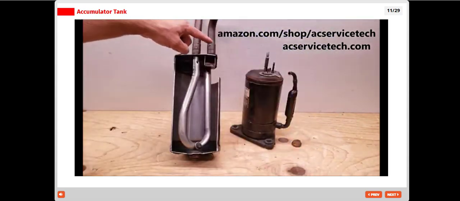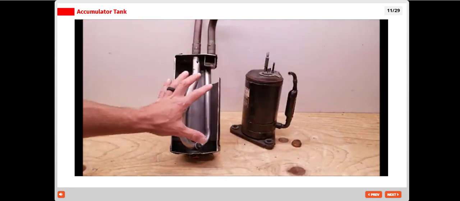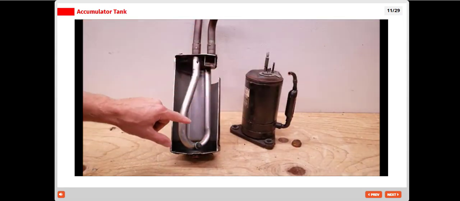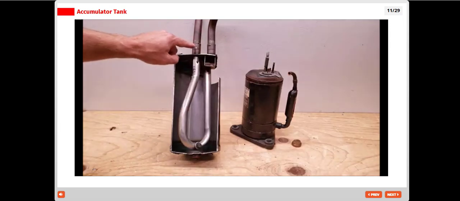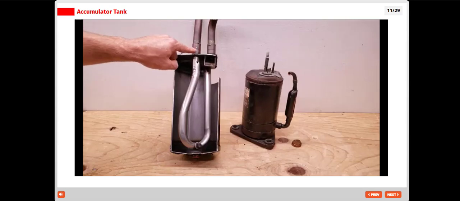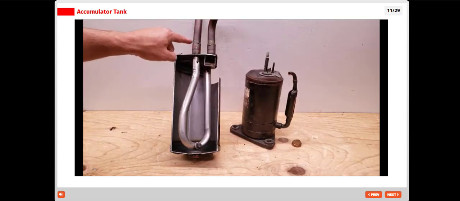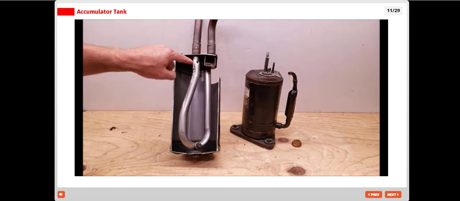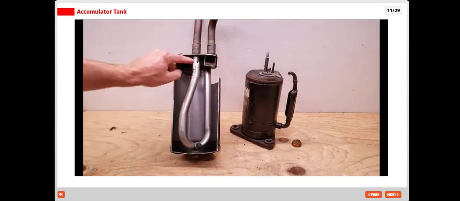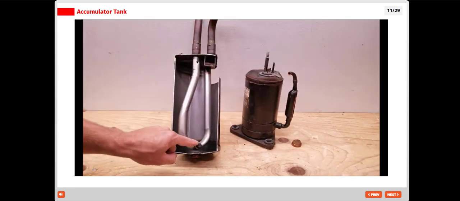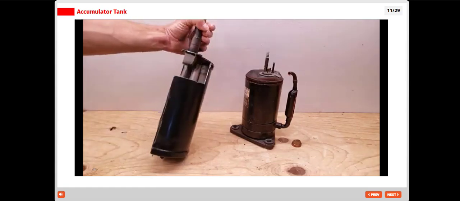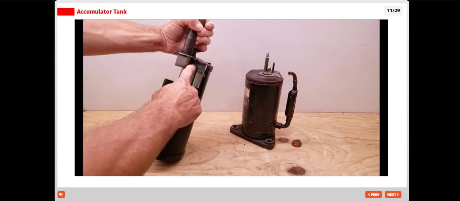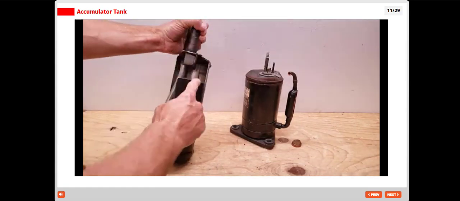This tube right here is where the refrigerant enters into the accumulator tank, and this tube right here is where it exits the accumulator tank. So this is where it connects directly from here over to the compressor. So you see that this tube right here inside the tank has a hole here, it has a hole here, and also it has a hole here. So this is the large opening on that tube.